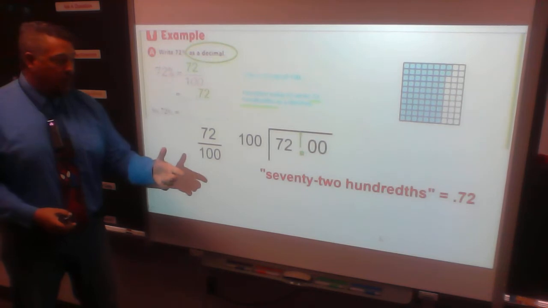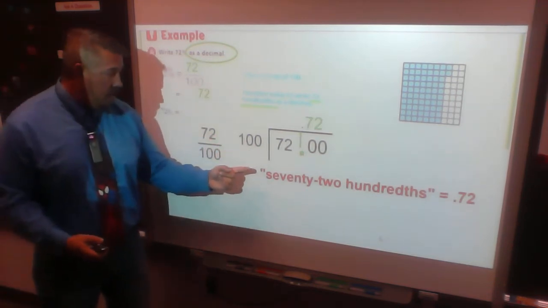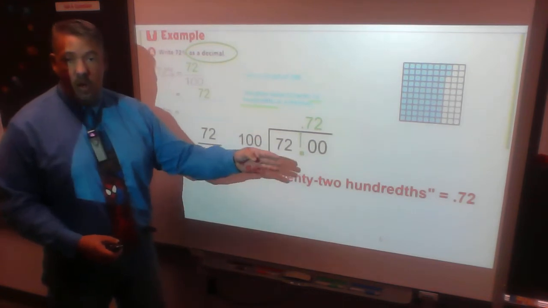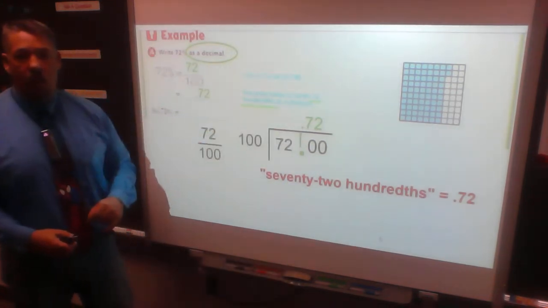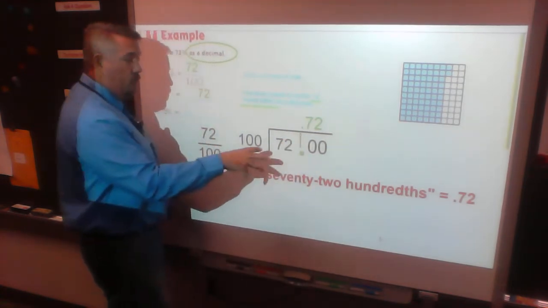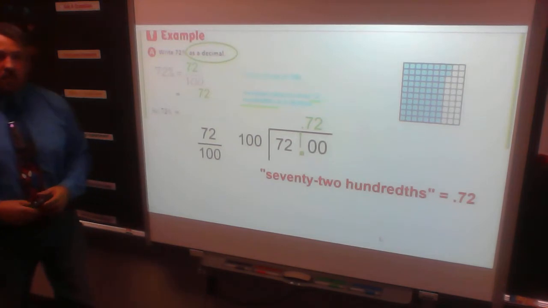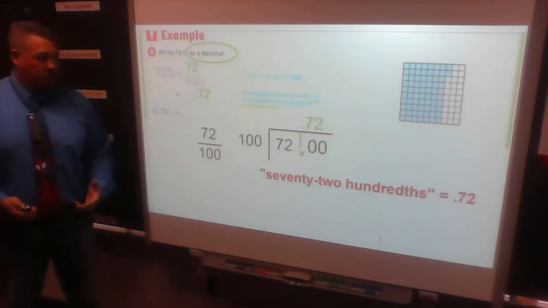So I'd add my decimal, raise it up, and then I would simply divide. And 100 goes into 727 times, with 20 left over, bringing down my 0. 100 goes into 200, 2 times. Still looks the same, doesn't it?